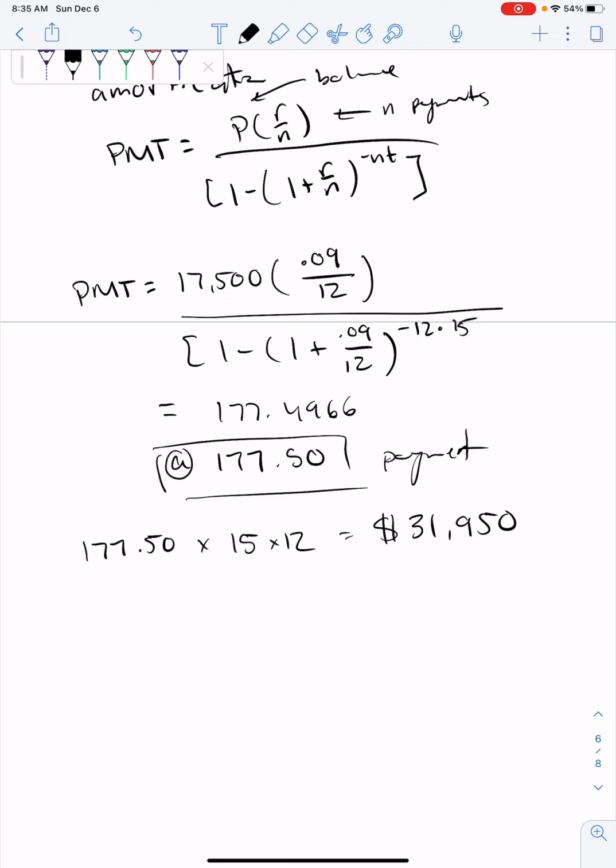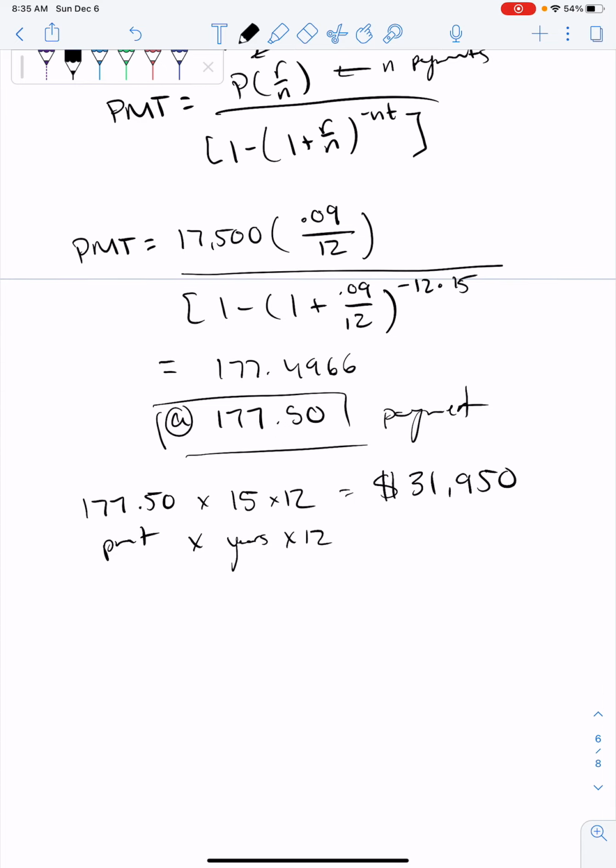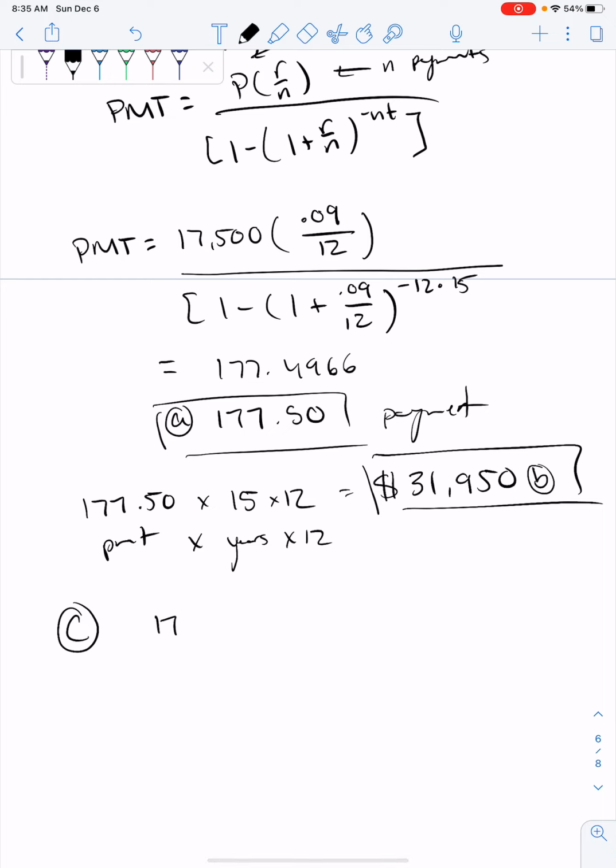So again, in order to do that, I took my payments and I multiplied it by the years, and then I multiplied it by the months, by 12, okay? For part C, so let's see, that's the answer to part B. For part C, it wants us to find the percent that went towards the principal, okay? So in order to do that, I'm looking for a percent, and I'm looking for the percent of the total amount that I paid that went toward the principal.